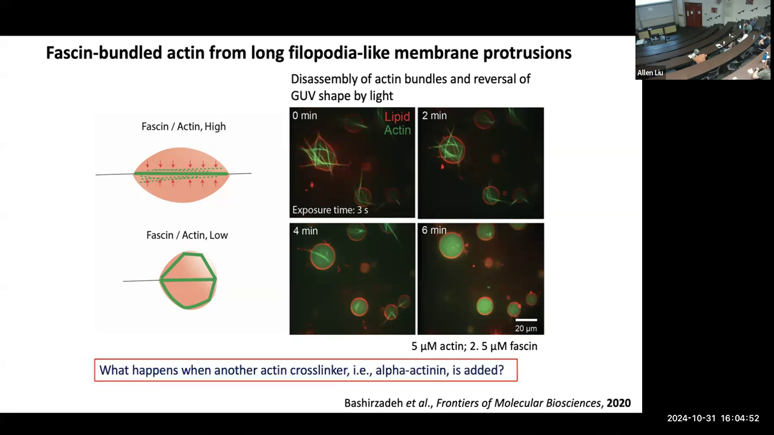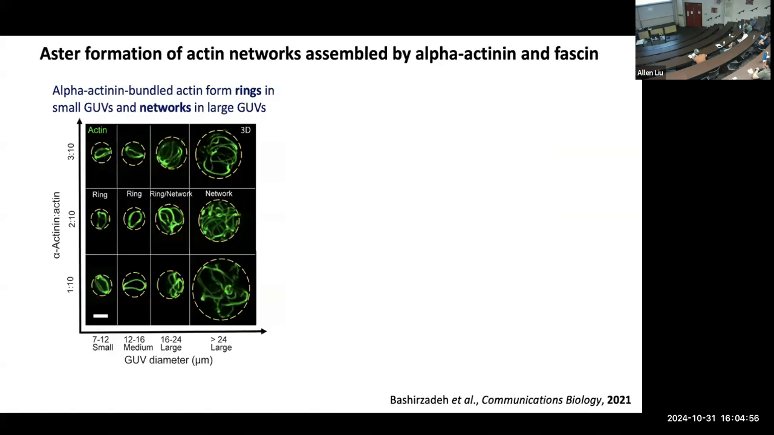So what happens if you add a second cross-linker, alpha-actinin, the long cross-linker? If you just use the alpha-actinin alone, you see something very different, right? Instead of these bundled actin, you see a variety of actin architectures, and that's size dependent. Depending on the size of the GUV, you can have things that are like a ring when you have a small GUV, and when you have a large vesicle, you have a network. And it changes as you increase the alpha-actinin to actin ratio. So you start to have various morphologies when you incorporate a single actin-binding protein.